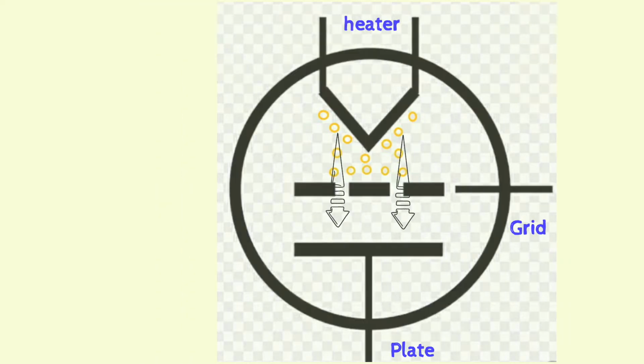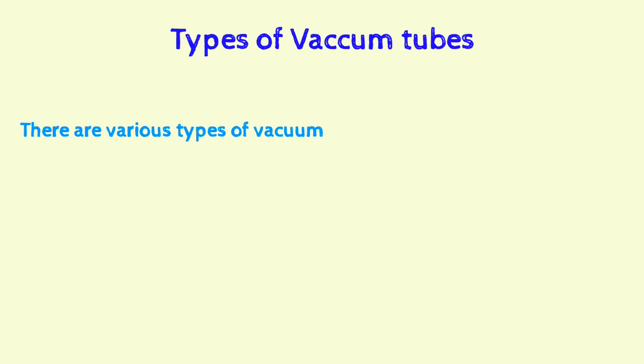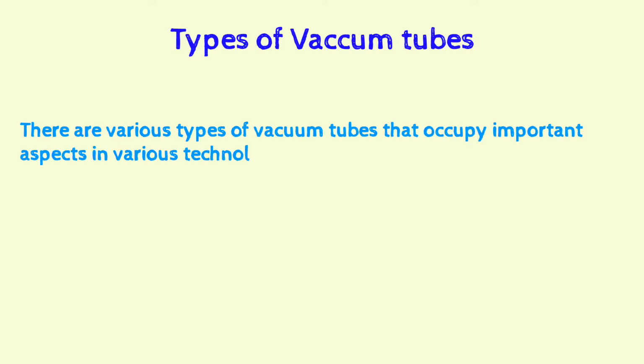So we will see the types of vacuum tubes. There are various types of vacuum tubes that occupy important aspects in various technological fields. So the types of vacuum tubes are diode, triode, tetrode, and pentode. But nowadays these things are being replaced by silicon diodes, transistors, and integrated circuits.